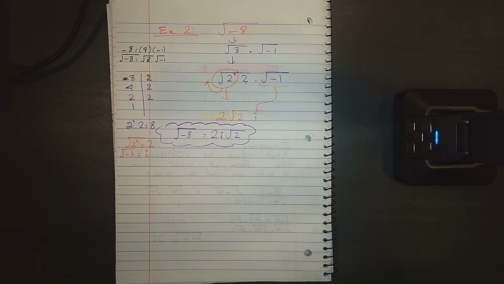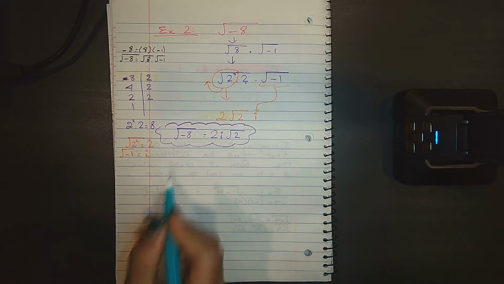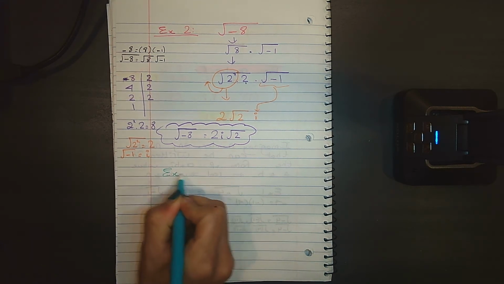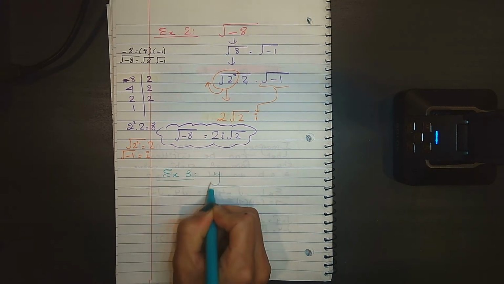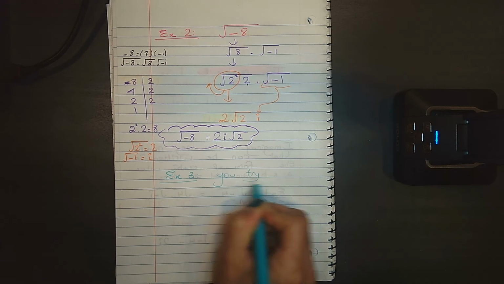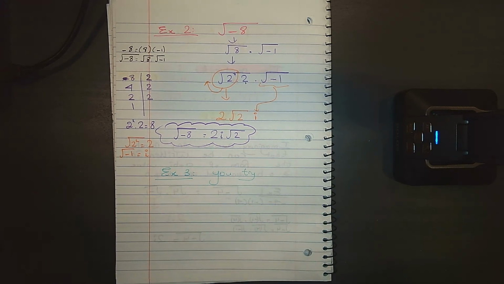All right, let's try another example. So let's do example 3, and this is going to be the you-try part. So please pause the video and try to solve it on your own. All right, let's think of, I want to say, square root of, let's do negative 32.